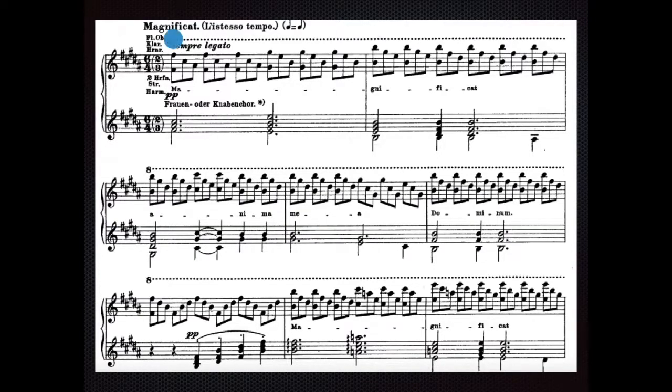So we start there with F sharp, and we've got three of those. Then we have a G sharp, and then we have a B natural.